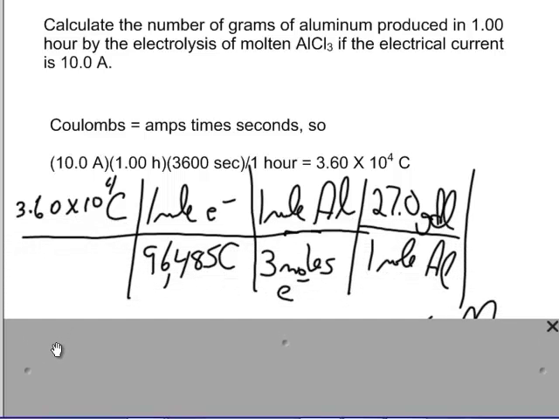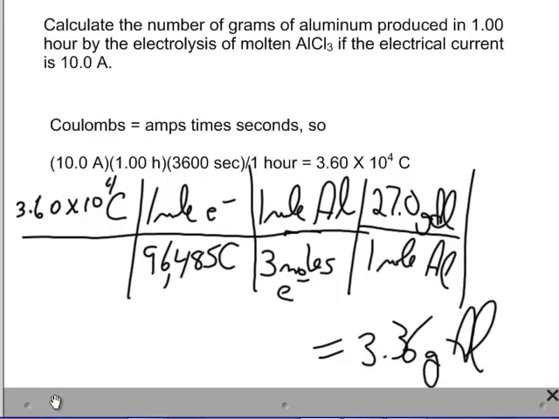Now we can do, oh look, dimensional analysis. 3.60 times 10 to the 4th coulombs, 96,485 coulombs for every mole of electrons. For aluminum, we have 3 moles of electrons, right, Al3+. 3 moles of electrons for every 1 mole of aluminum, and every 1 mole of aluminum is 27 grams, which gives us 3.36 grams of aluminum. That's all it is. It's dimensional analysis.